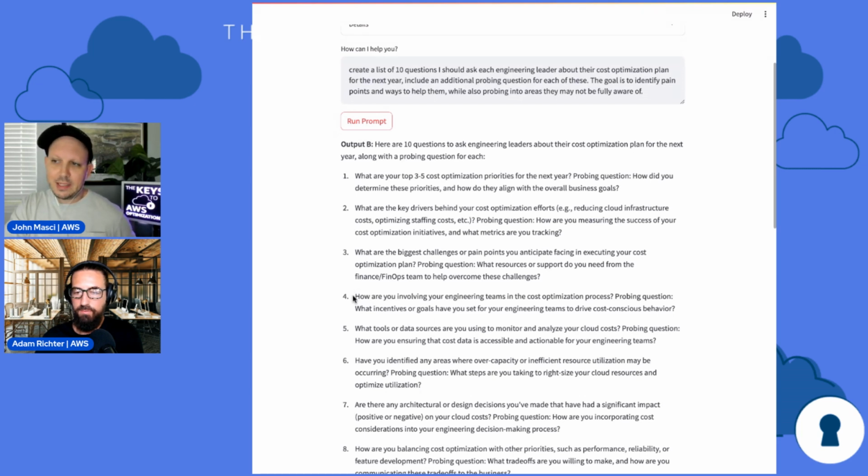This was one that I liked as a response back here, where our question to the engineering leader would be, how are you involving your engineering teams in the cost optimization process that they currently have? And a probing question is, what incentives or goals have you set for the teams in order to drive this cost conscious behavior? I just think that's cool. It's cool to see these lists of questions that can help you engage with different stakeholders.